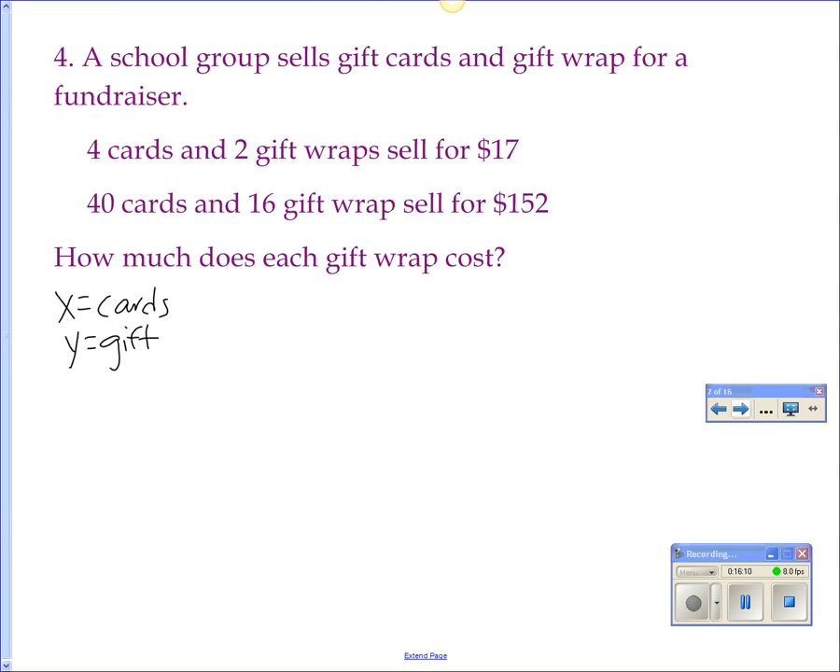All right, Jack, what's my first equation? 4x plus 2y equals 17. Very good. Elijah, what's my second equation? 40x plus 16y equals 152. Okay, Ashley, what can I multiply by on this one?